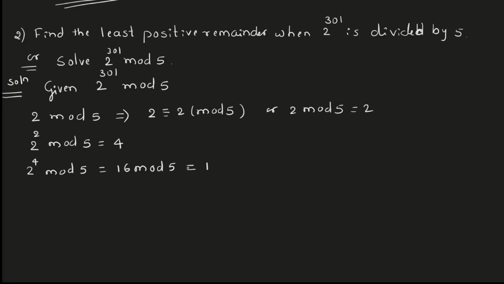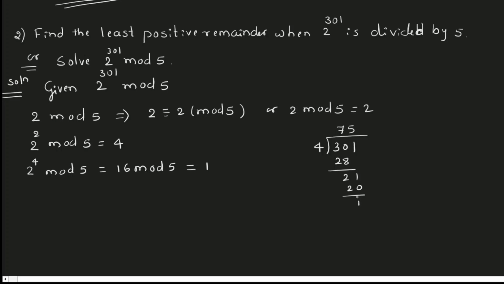Yes. Now, I have got 2, 2 raised to 2, 2 raised to 4. I want 301. Now, we'll check whether we can express 301 with 4 only, a multiple of 4. For that, we have to divide this 301 by 4. So when you divide 301 by 4, what happens? 4 sevens are 28, and this is 21, 20. So the remainder is 1.